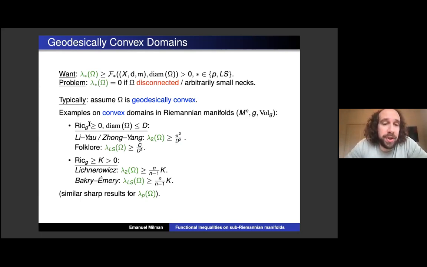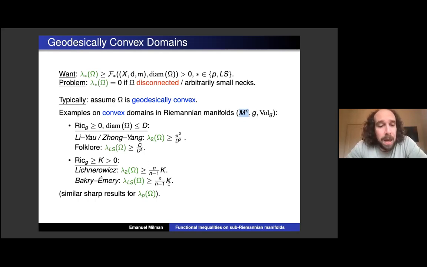Of course, if Ricci is not just non-negative but strictly positive, bounded from below by a strictly positive k, then we also have the classical Lichnerowicz estimate stating that lambda 2 is at least the curvature lower bound k times n over n minus 1. So now you see the dimension of the manifold come into play. And the by now classical Bakry-Émery estimate states that the log-Sobolev constant enjoys exactly the same bound. Okay, and these are all best possible.